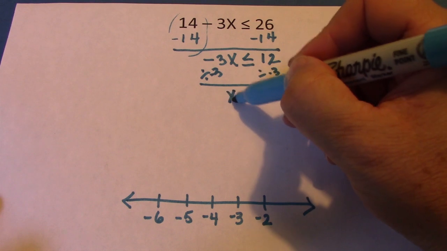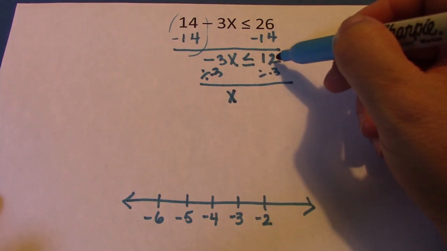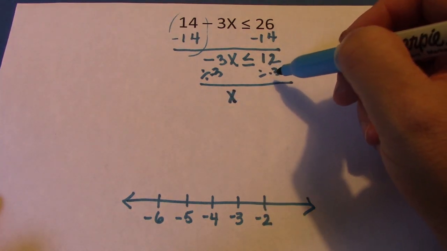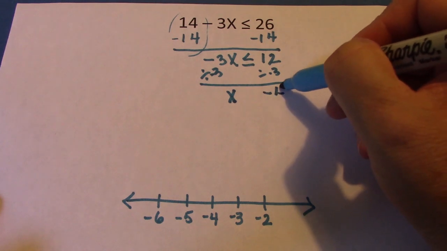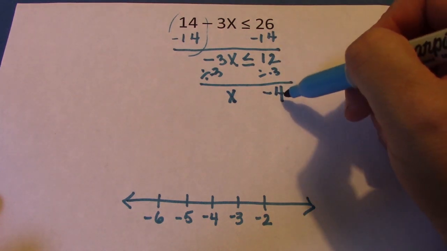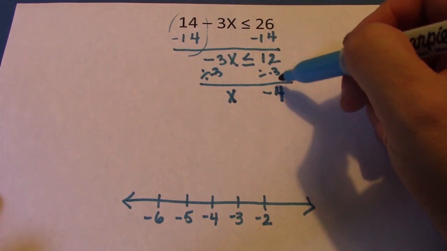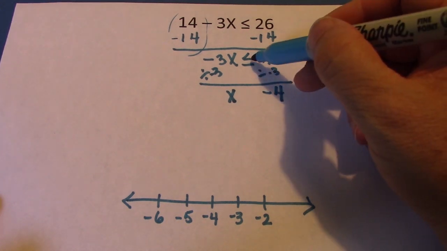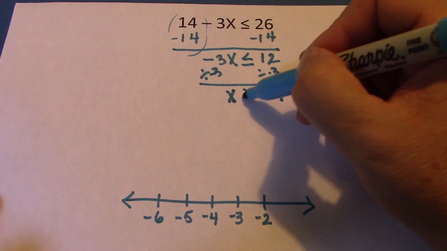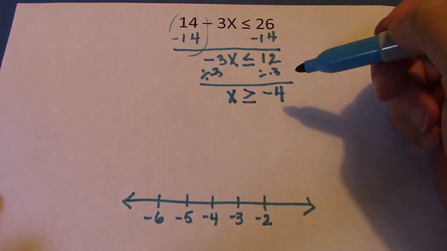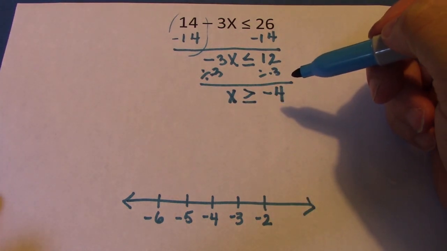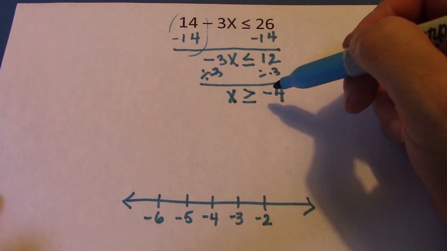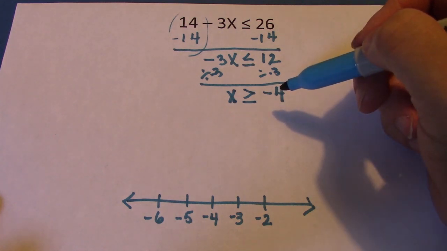That leaves me with x on this side, and 12 divided by negative 3 is a negative 4. 12 divided by 3 is 4. The signs are different, so the answer is negative. But now remember, I've got to switch this because I divided by a negative number. So the answer is x is greater than or equal to negative 4.